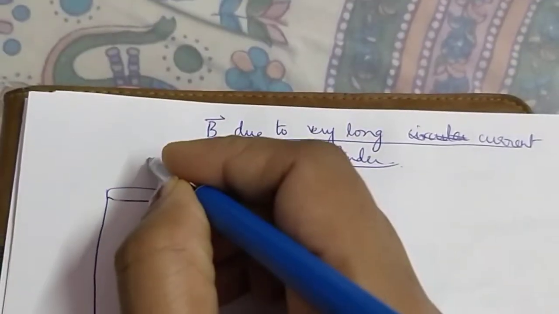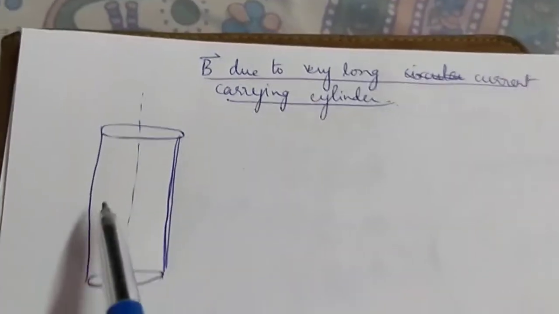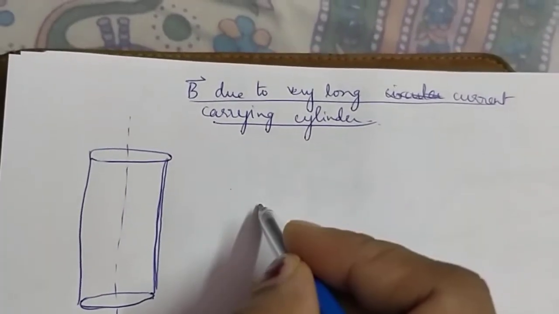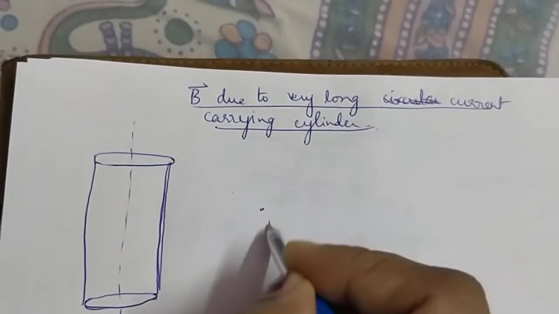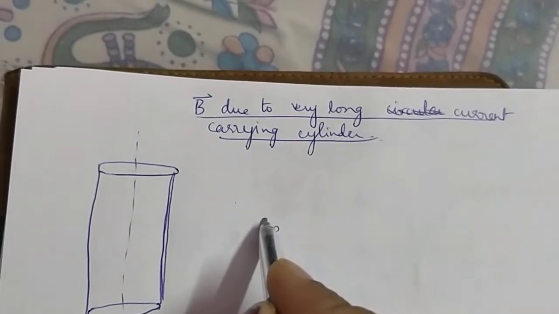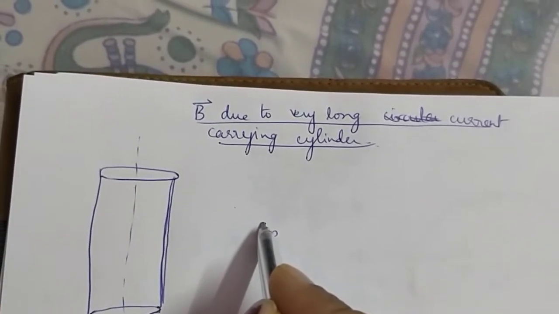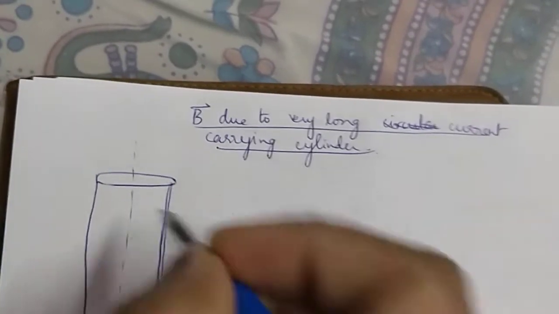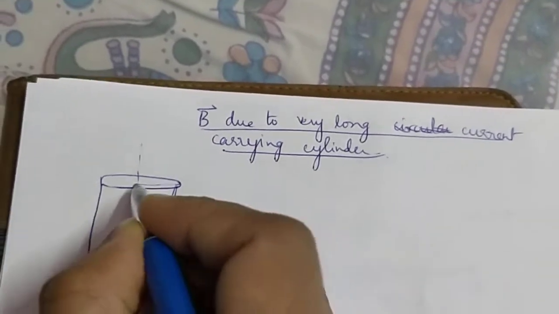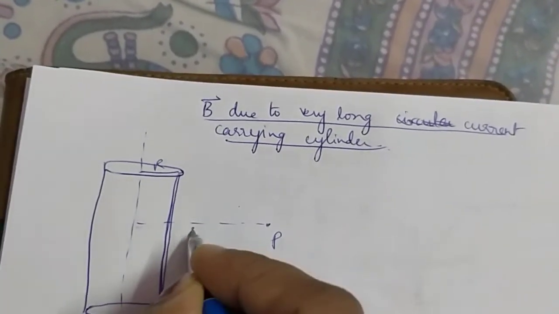Okay, now my first case will be when the magnetic field due to this cylinder carrying current is outside it. So somewhere here is my point, I have to find magnetic field at this point. To find magnetic field and to use Ampere circuit law, we need to first consider an Amperian loop. Okay, so suppose the cylinder's radius is capital R. Okay, and then from here to here, this perpendicular distance is small r.